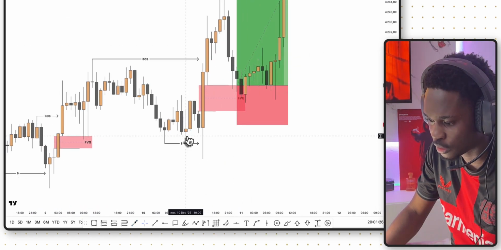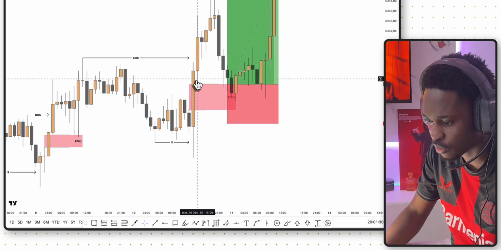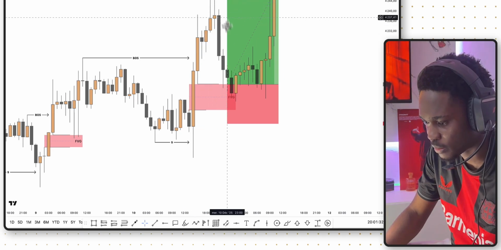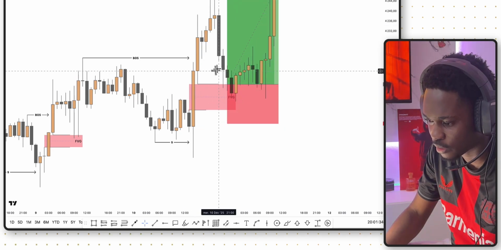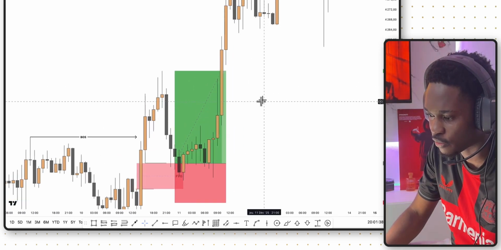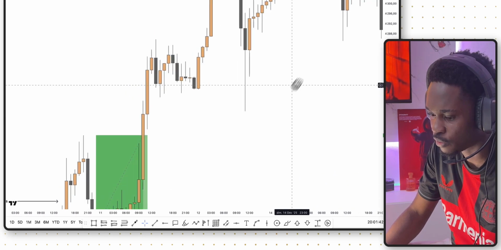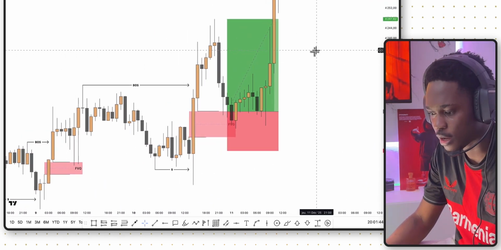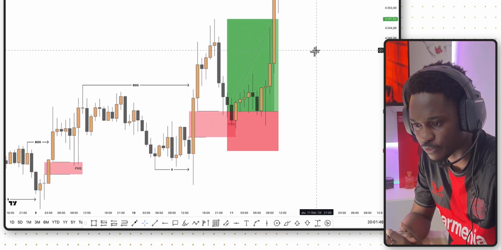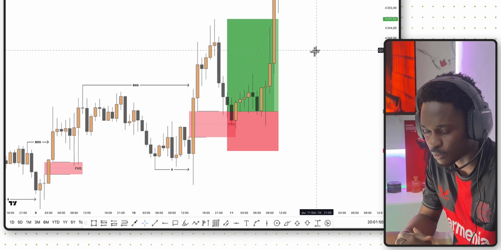So what did we see? We sweep liquidity, we break structure, we leave a fair value gap here, the price pull back and mitigate the fair value gap, then reverse to the upside with a lot of volume. You see, it's reversed with a lot of volume. So that's how I spot fair value gap, and that's how I trade with fair value gap.